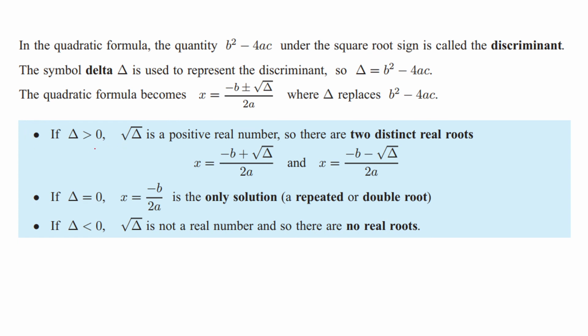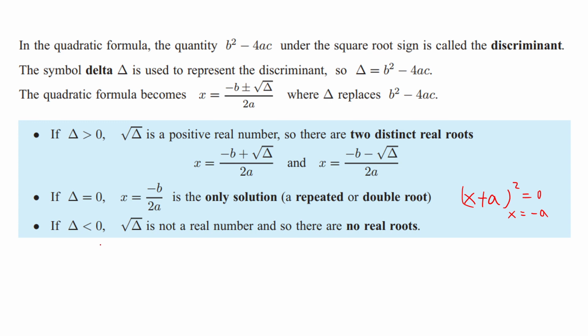When delta is greater than 0, square root of delta is a positive real number. So there are two distinct real solutions, right? If delta equals 0, x becomes negative b over 2a. So there's only one solution. This is the kind of quadratic equation that can finally become like (x plus a) squared equal to 0. In this case, there's only one root, x equals negative a.